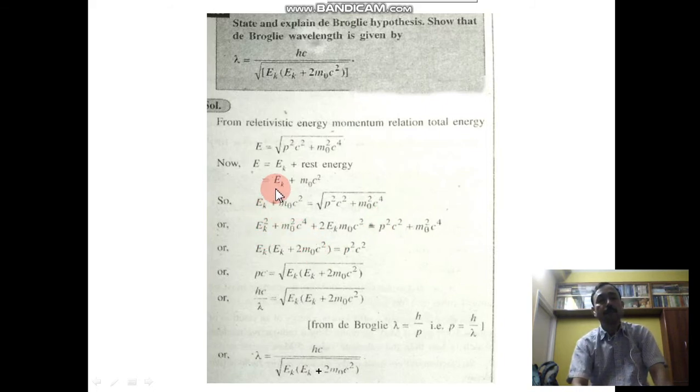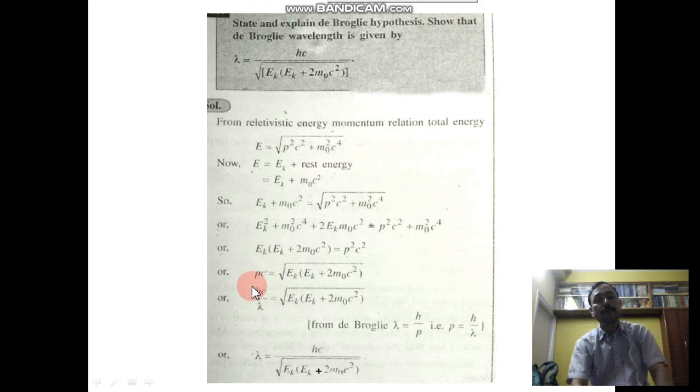Squaring both the left hand side and right hand side, Ek square plus m naught square c to the power 4 plus 2 Ek m naught c square is equal to p square c square plus m naught square c to the power 4. Taking Ek common, this is Ek into Ek plus 2 m naught c square. The m naught square c to the power 4 terms cancel out. It is equal to p square c square. So pc becomes root over Ek into Ek plus 2 m naught c square.